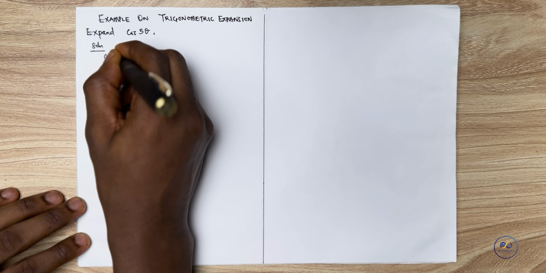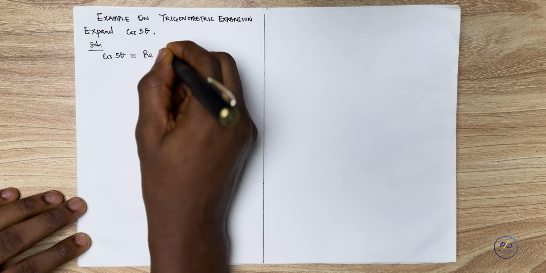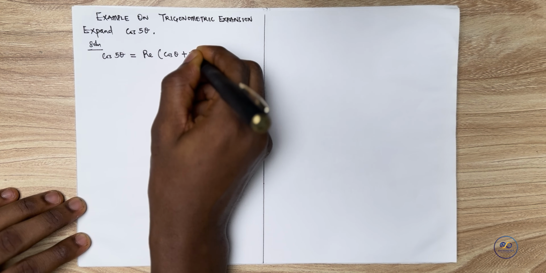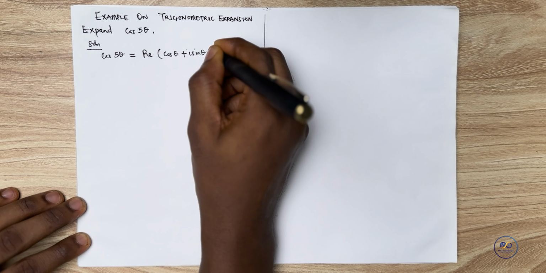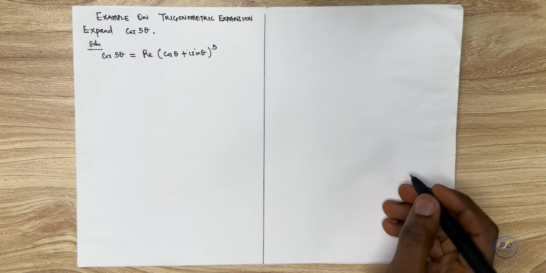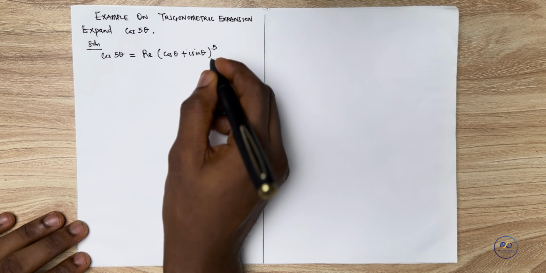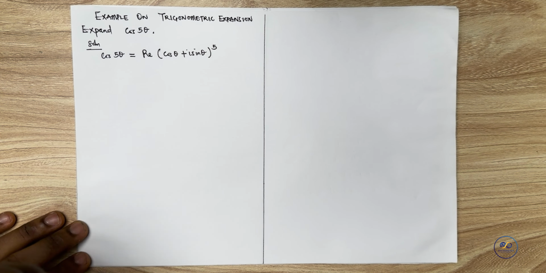Remember that we can write cos 5θ as the real part of (cos θ + i sin θ) raised to the power of 5. If you are wondering why we are able to write it in this regard, take a minute, pause this video and look at our previous video on how we derived these equations for more clarity. Now that we have this, the only thing that is left is for us to take this representation and expand this as much as we can.